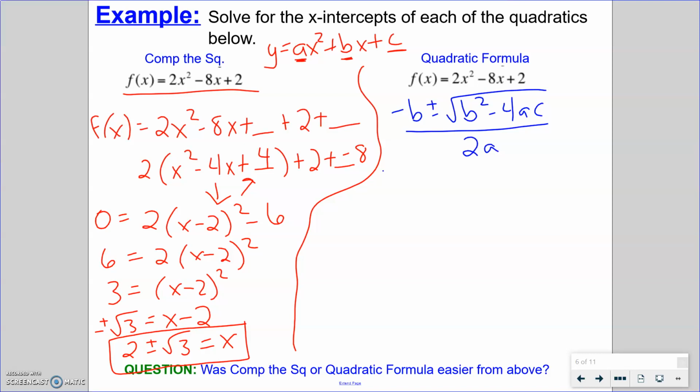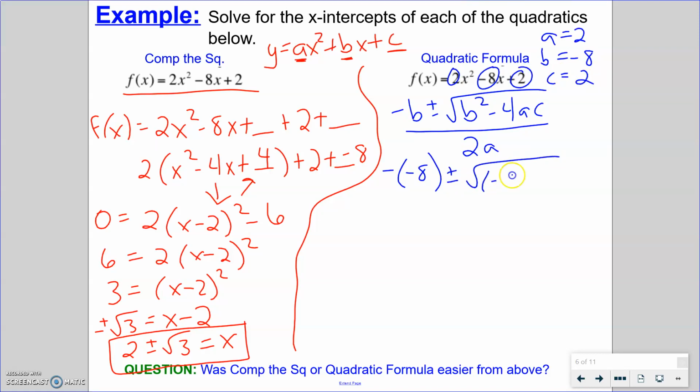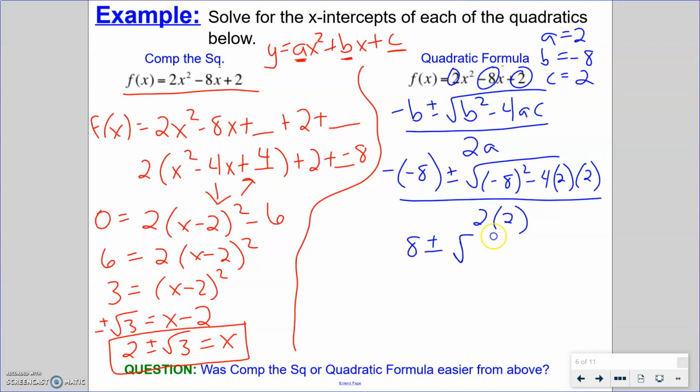All right, so my b value is that negative 8 up there. So let me actually start with this. The a value is this 2, because it's with the x squared. My b value is the negative 8 with the x. And my c value is 2, because it's at the end. So that's kind of how that works. So b is negative 8. Notice how I'm putting everything in parentheses. A is 2 and C is 2. Notice how everything's in parentheses. Trust me there. So negative 8 is just positive 8.